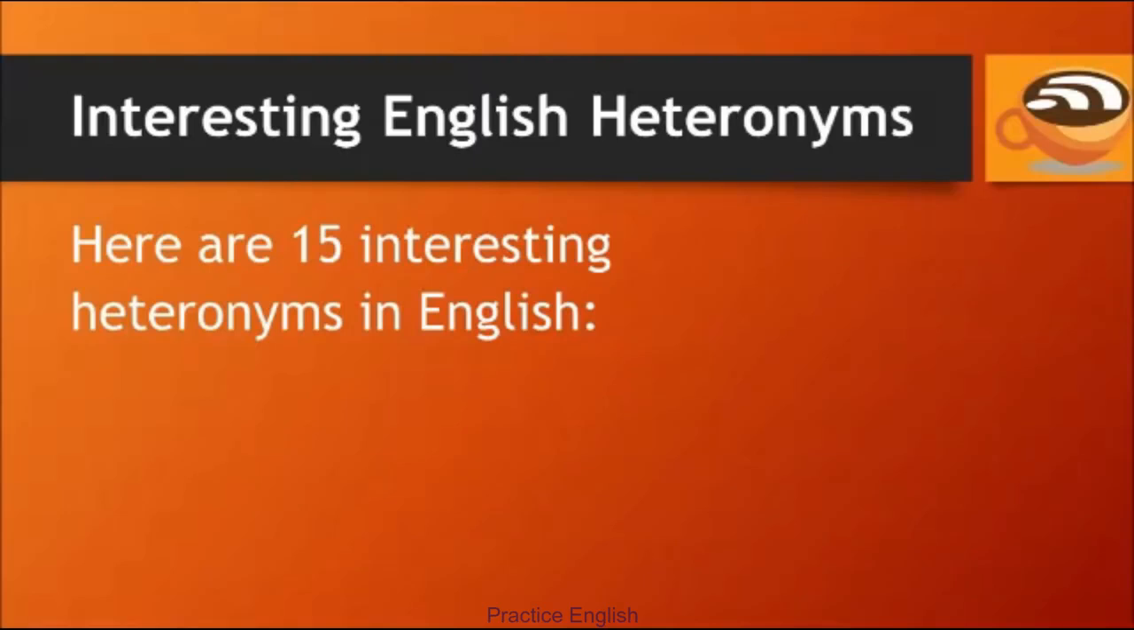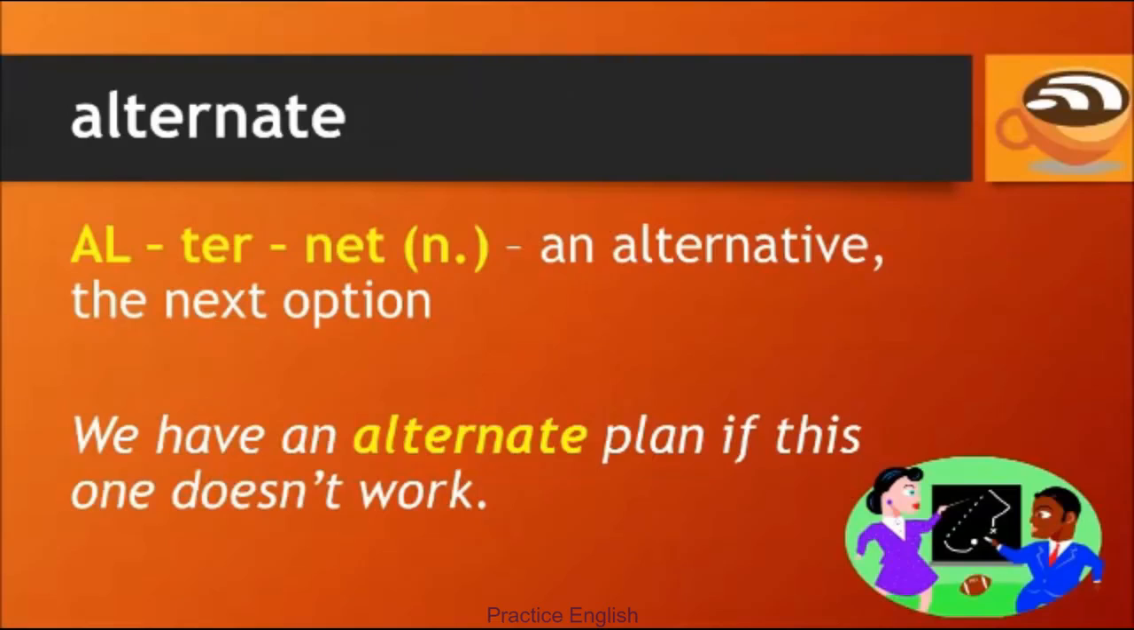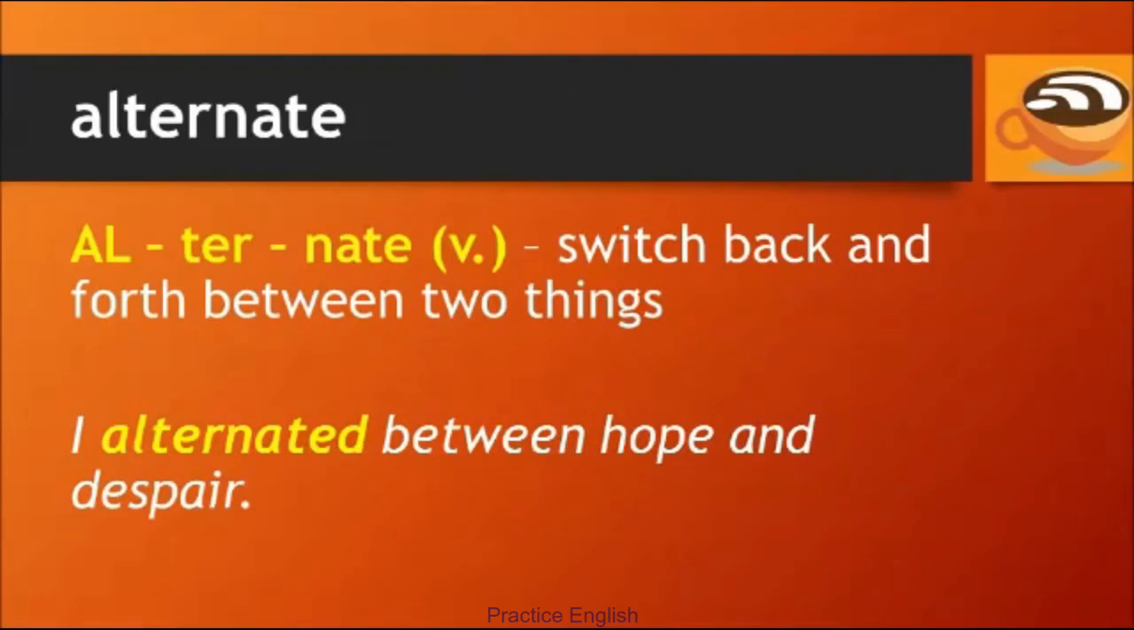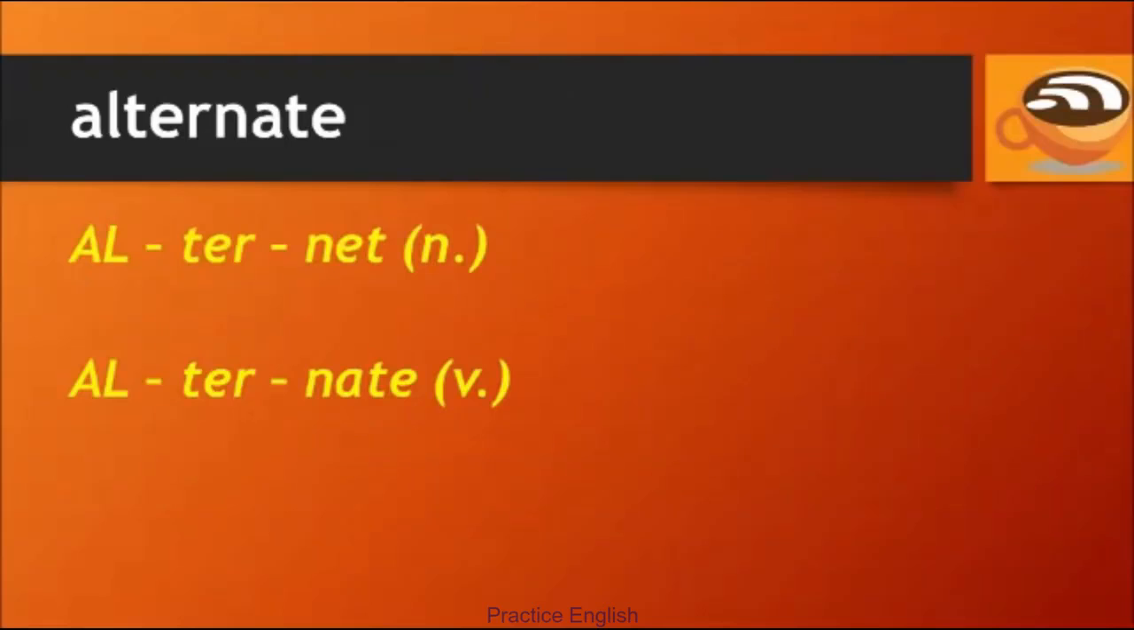So today I'm going to teach you 15 interesting heteronyms in the English language. The first one is alternate and alternate. Alternate means an alternative, the next option. For example, we have an alternate plan if this one doesn't work. Alternate, a verb, means to switch back and forth between two things. I alternated between hope and despair. Try to say the difference with me. Alternate. Alternate.